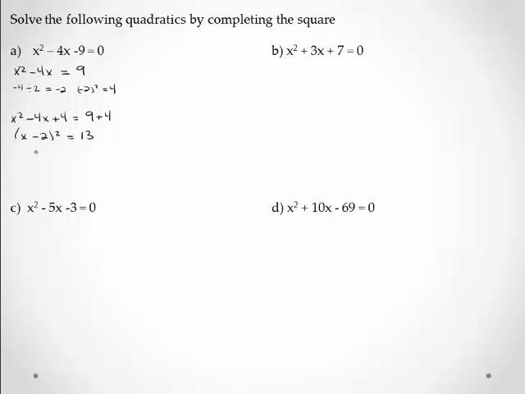Take the square root of both sides. X minus 2 is equal to plus or minus the square root of 13. Add 2 to both sides, and I get that x is equal to 2 plus or minus the square root of 13.